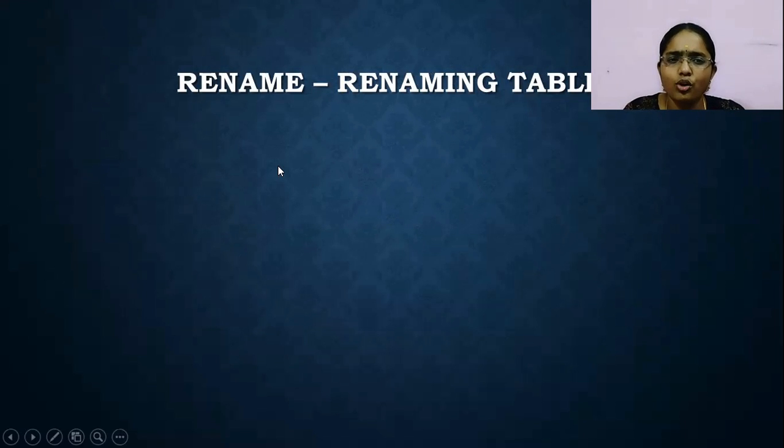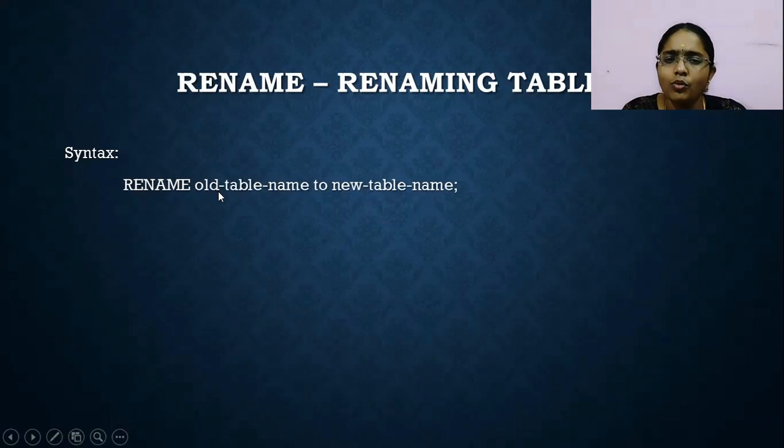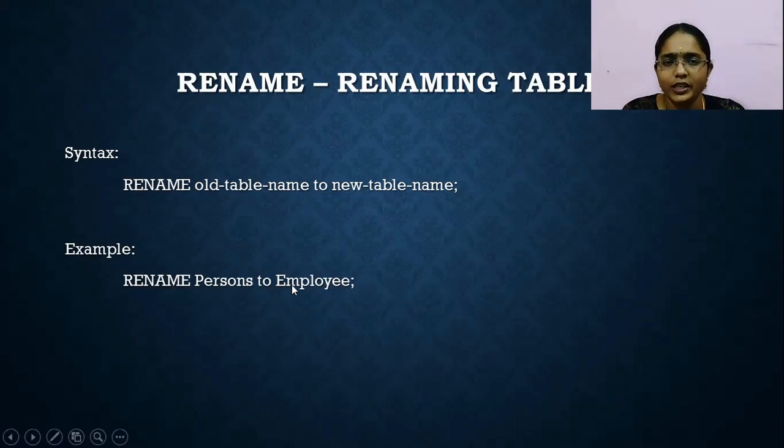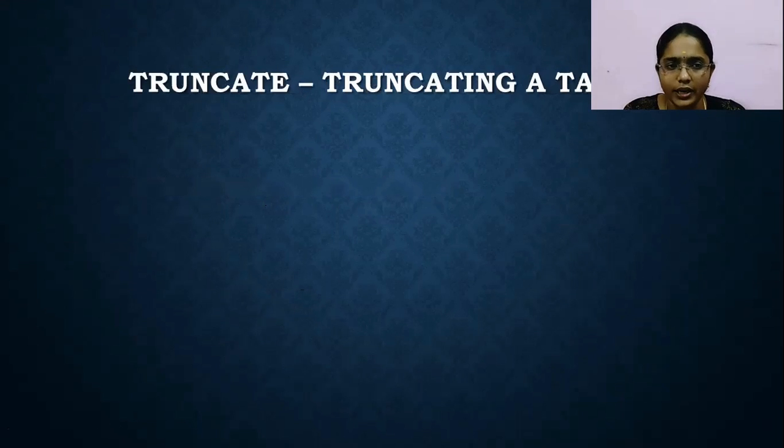If you want to rename the entire table, I'll mention rename old table name to new table name. The reason is, if you are going to modify one of the attributes in a table, you are supposed to make use of alter. But when you are going to rename the entire table, it is not required to use alter. Directly you can specify rename old name to new name. Clear with it? And the next command is truncate.